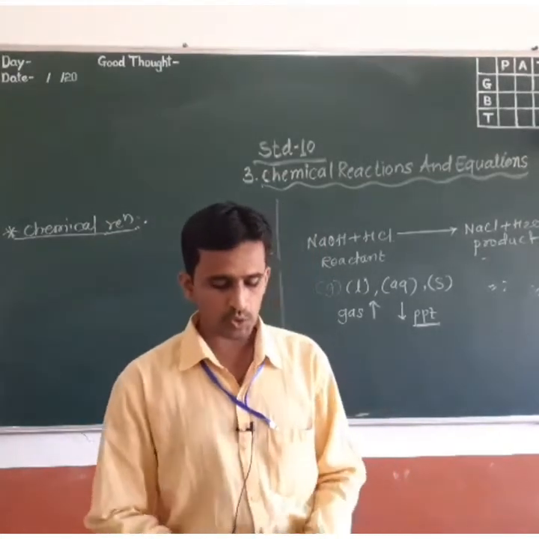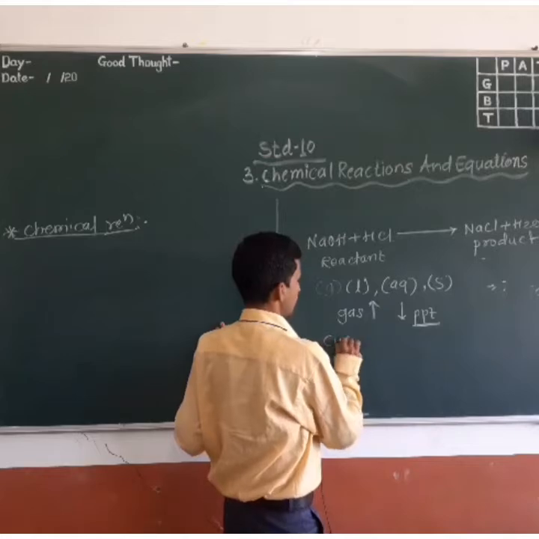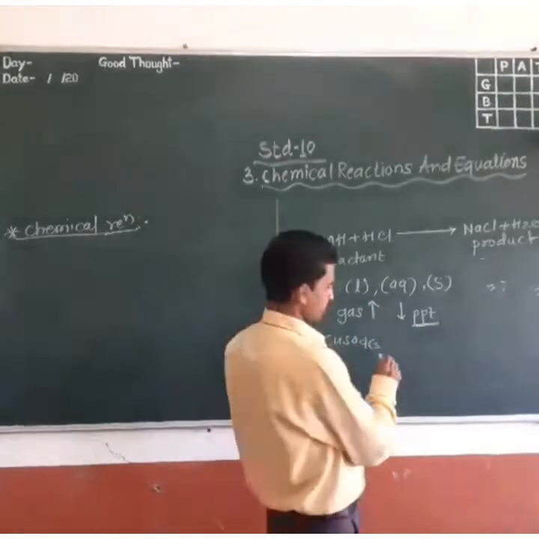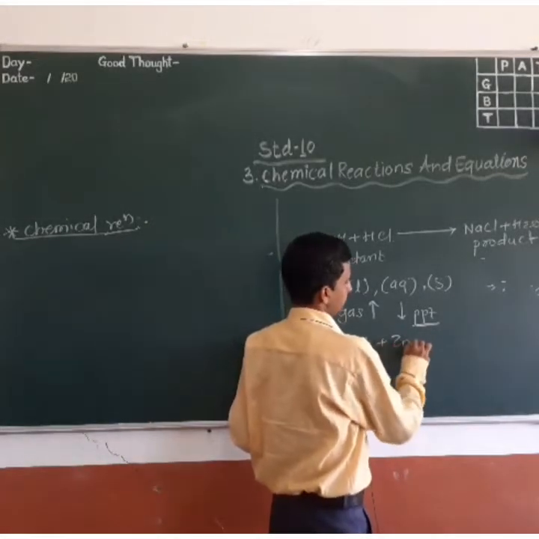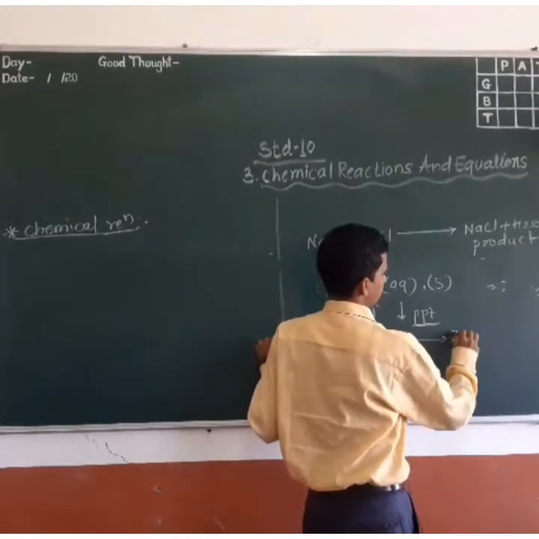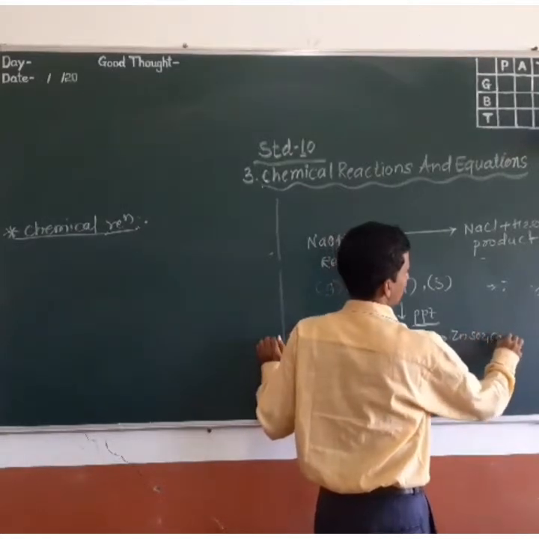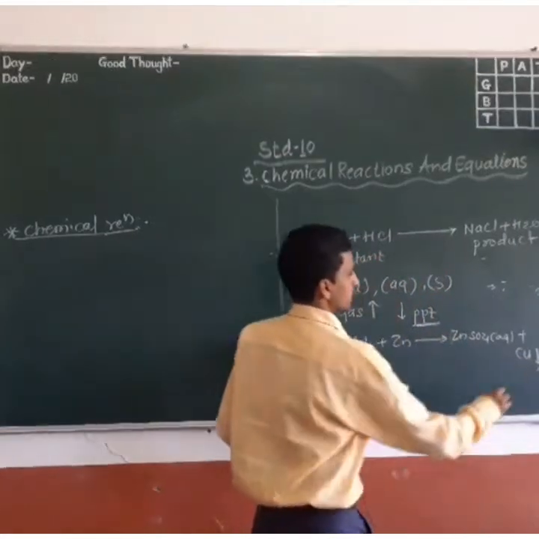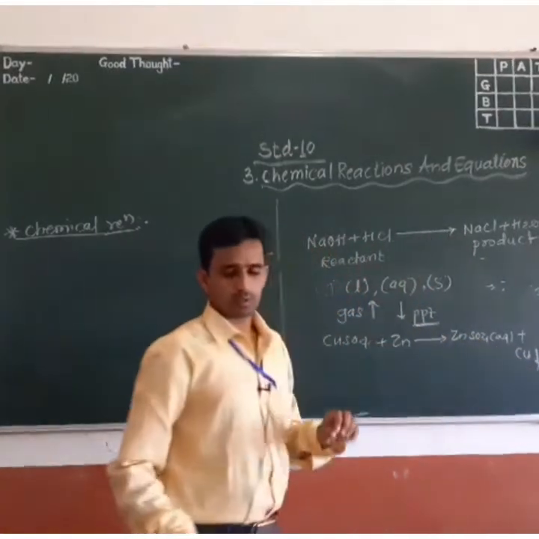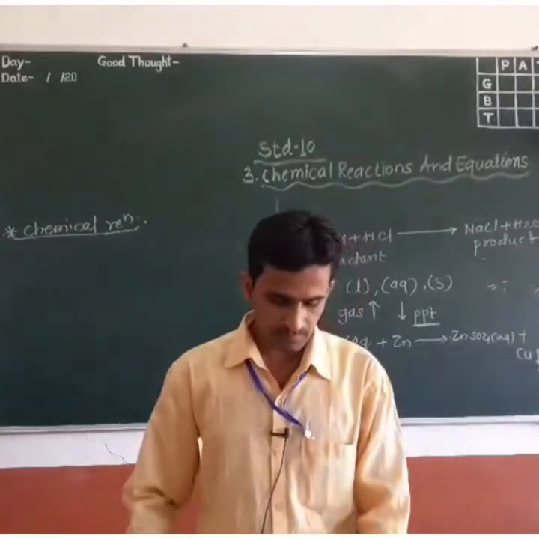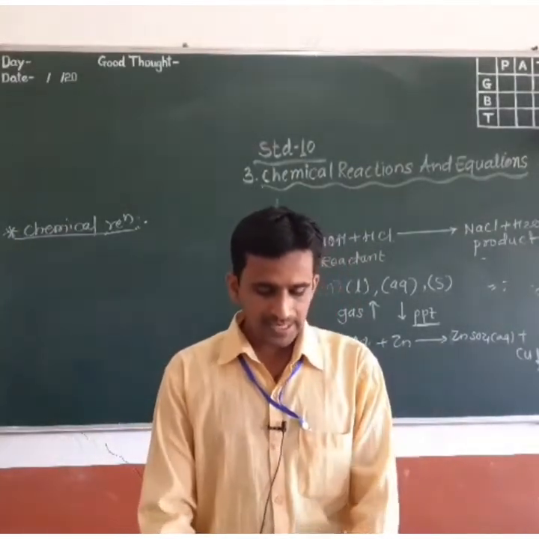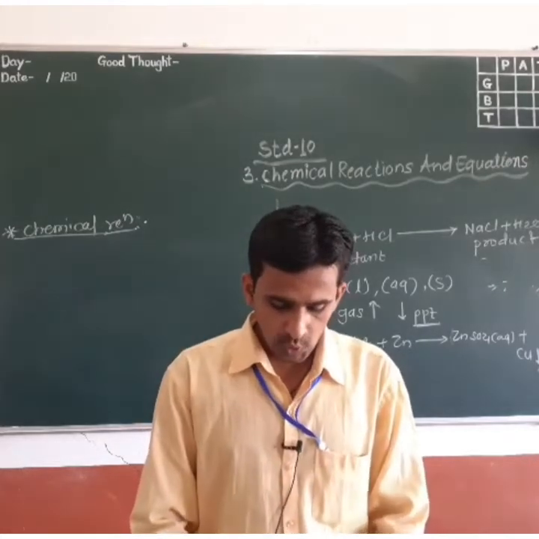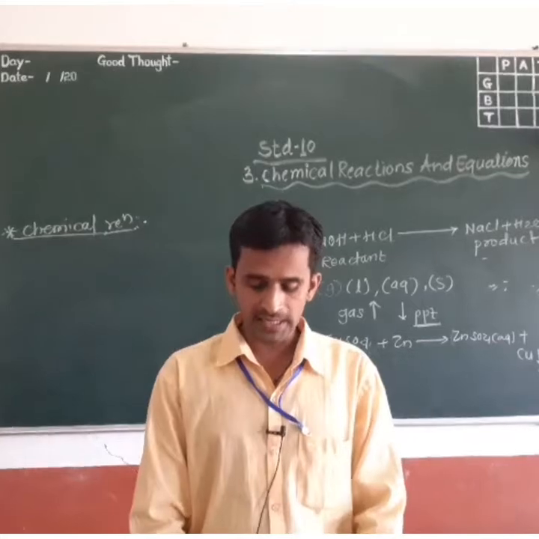For example, CuSO4 plus Zn gives ZnSO4, which is aqueous, and copper, which is a precipitate, a solid.